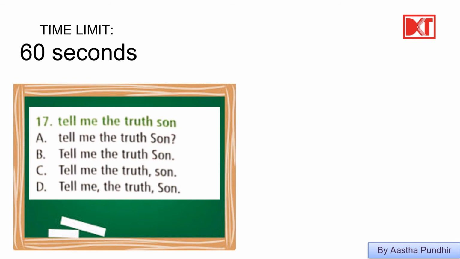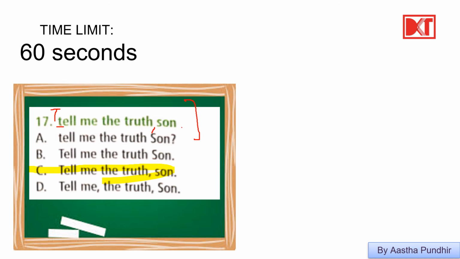Alright, so here, tell me the truth, son. Okay, so here, T will be starting the sentence, so T will be capital, right? And we're telling this to son, so: tell me the truth, son. So we are addressing, so here we will have a comma, and in the end we will have a full stop. Now nowhere here will we have another capital letter, there is no other comma, there is no other quotation mark. So which one is correct here?